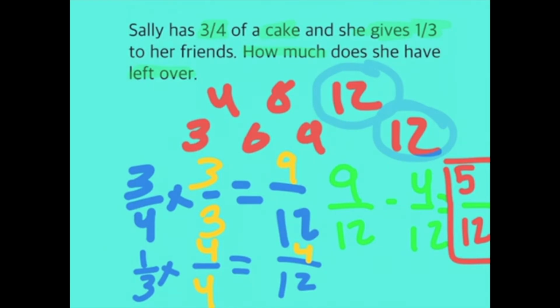We also do 1/3 times something to get to 12. 3 times 4 is 12. 1 times 4 is 4. So our new equations are 9/12 and 4/12. Then you subtract 9/12 and 4/12, which is 5/12. So 5/12 is your last and final answer.